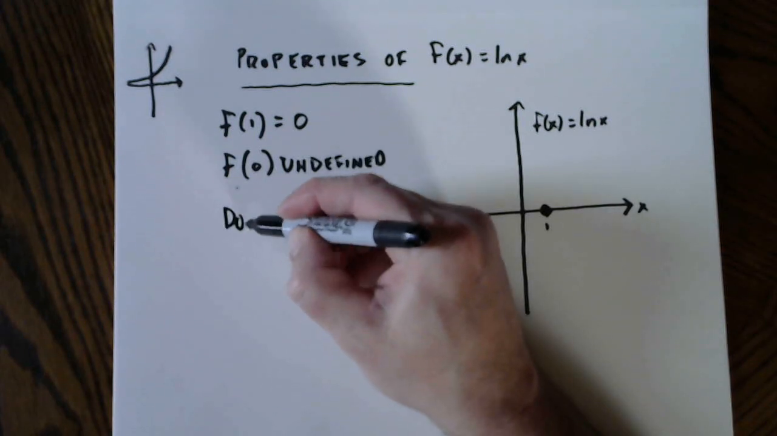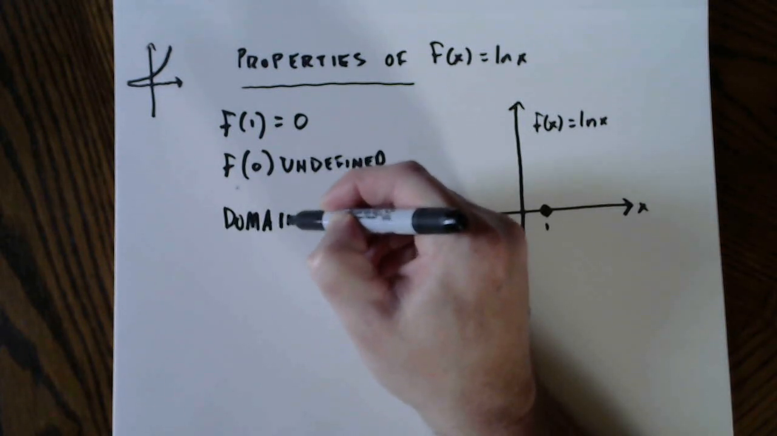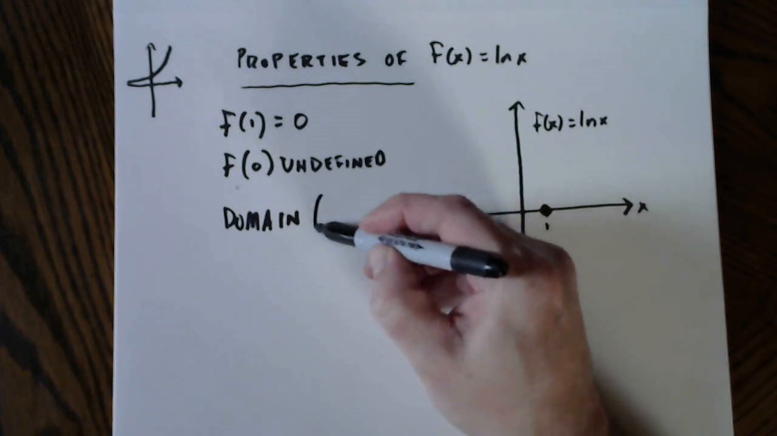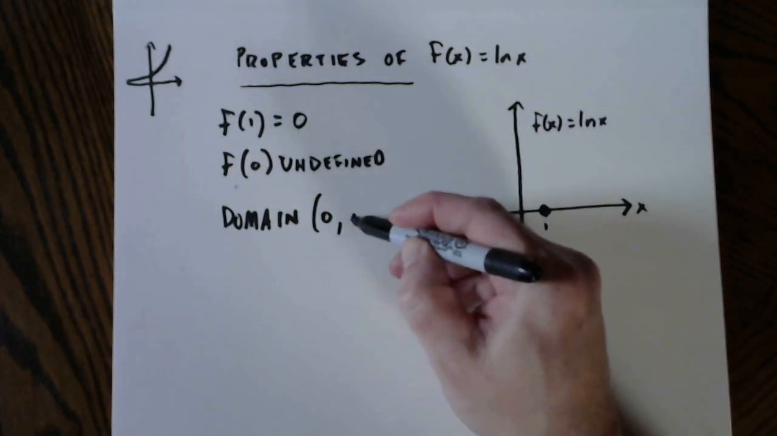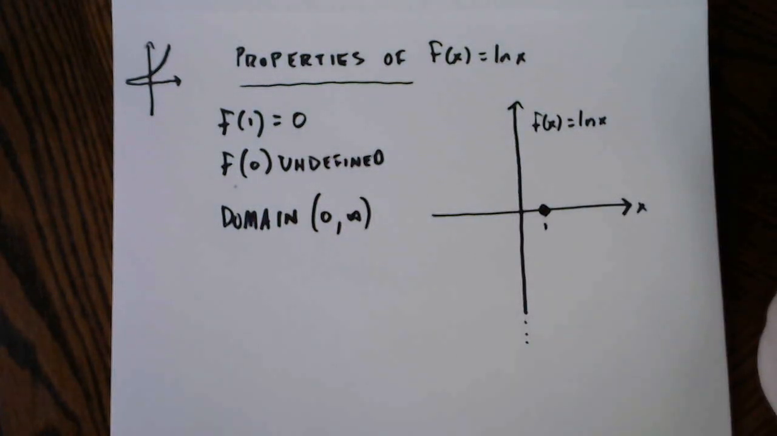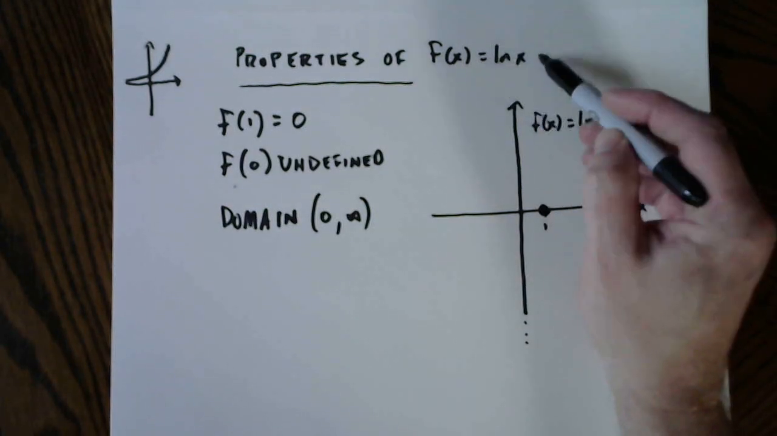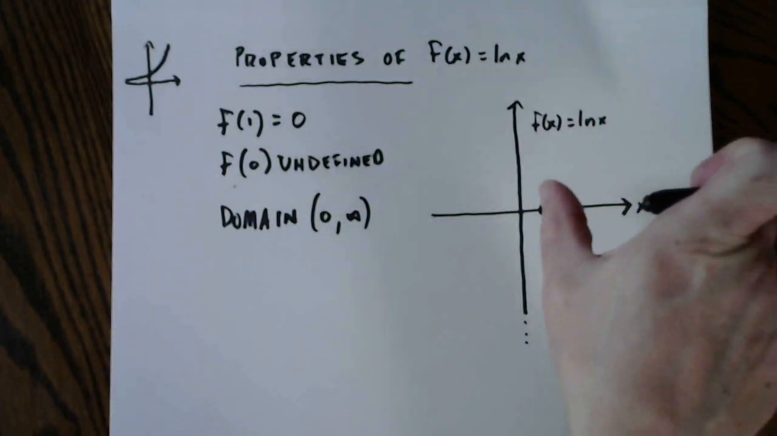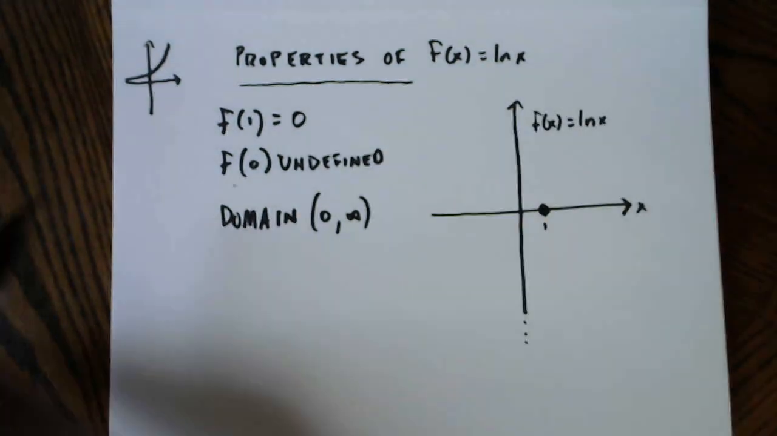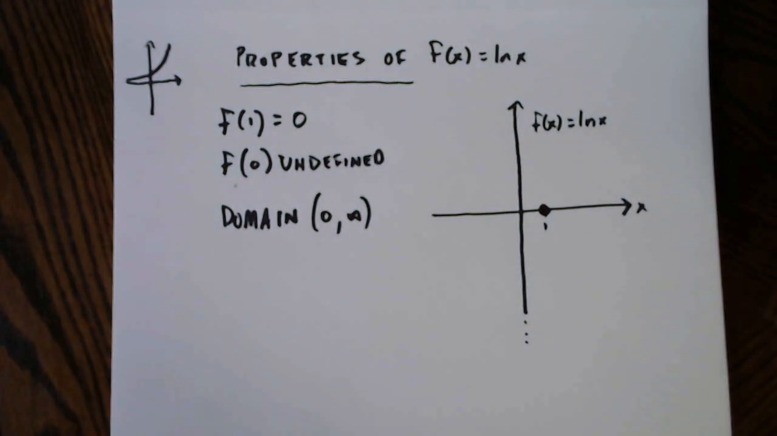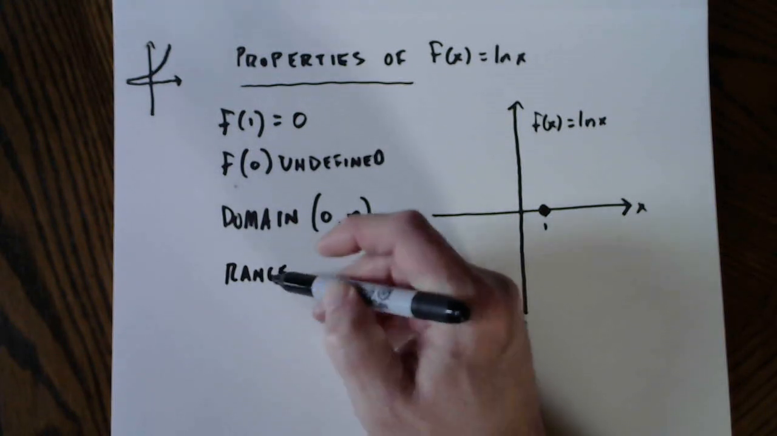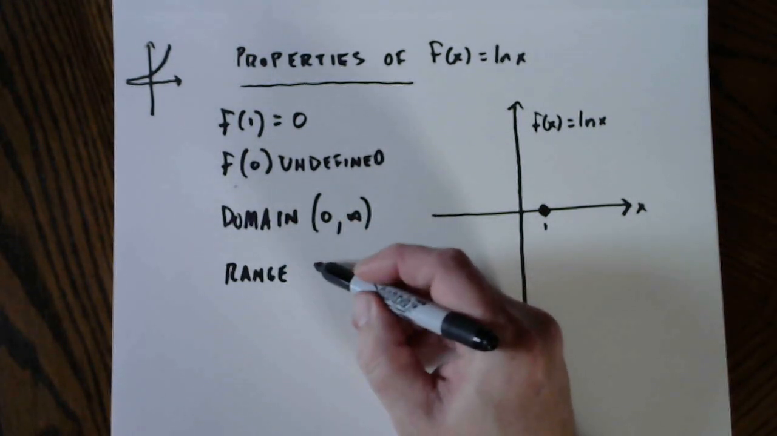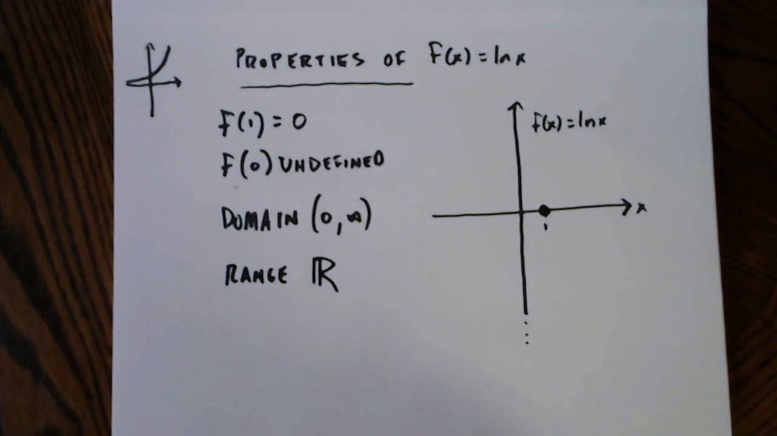So what does that mean? Well, I've got to start to the right of 0. So the domain, and this is important, the domain of the ln function is positive values only. From the axis to the left, nothing happens. Range, all real numbers. Okay.